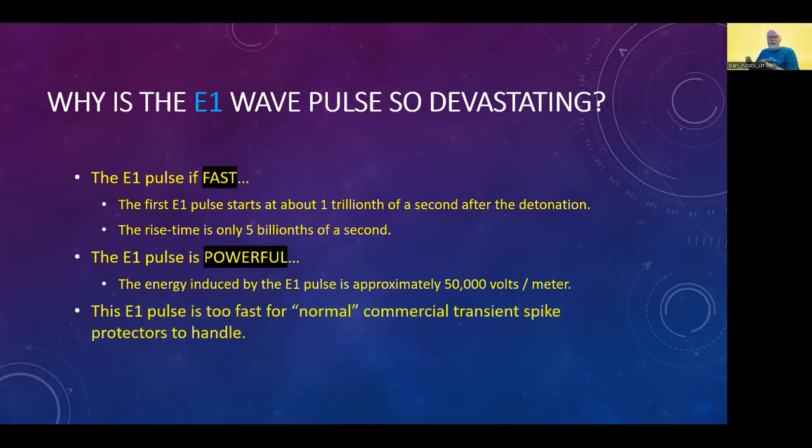This E1 pulse is way too fast for normal commercial transient spike protectors to handle. In other words, you know that $200 power strip that you have all your TVs and stuff plugged into, your computers, maybe your ham radio, won't do it.